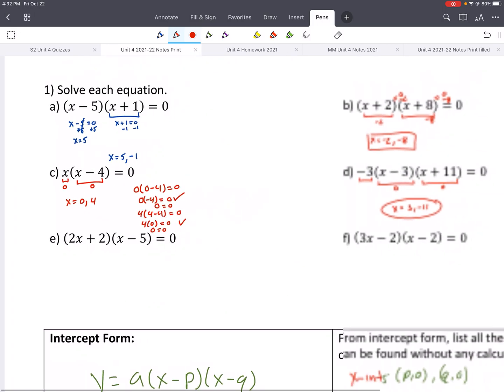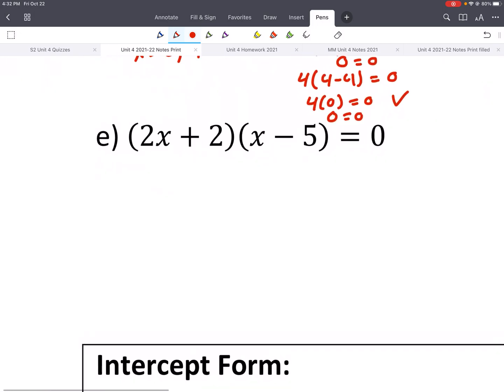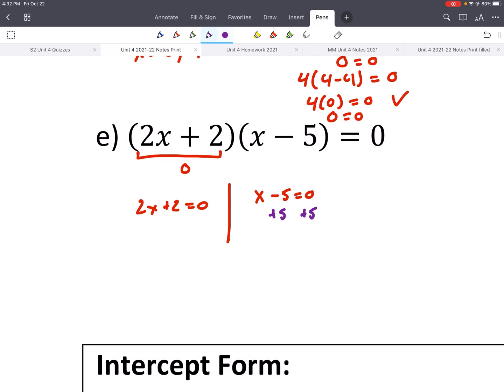All right, these last two, we need to be careful with. A lot of the ones were really easy, but now we're looking at this and we have to say either that's got to be 0, so 2x plus 2 has got to be 0, or x minus 5 is equal to 0. So the right side, one step, just add 5, we get x is equal to 5.